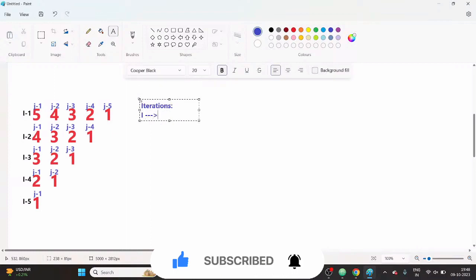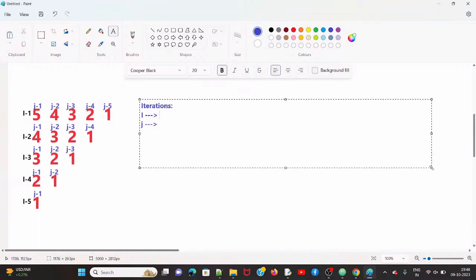So first I, then next what here? J. Okay. So when I value is 1, J iterates how many times? Same, 5 times. Right? When I value is 2, J iterates 4 times. When I value is 3, J iterates 3 times. When I value is 4, J iterates 2 times. When I value is 5, only 1 time, like the same previous iterations, guys.